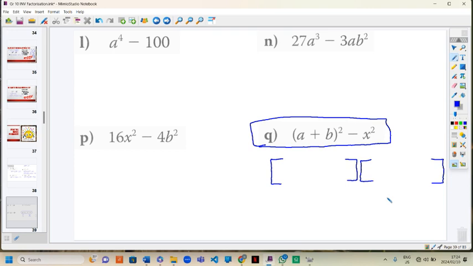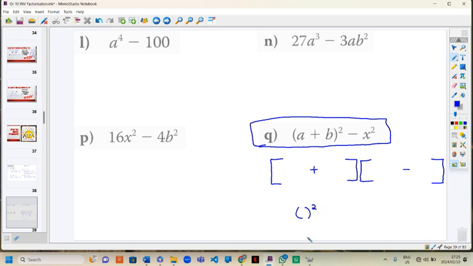All right, so I've got a difference. I've got a perfect square here, and I've got a perfect square here. What are the signs forever and always? Plus and minus.